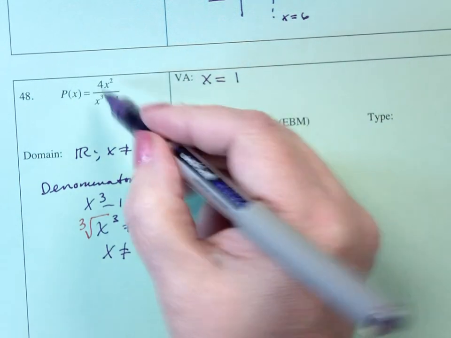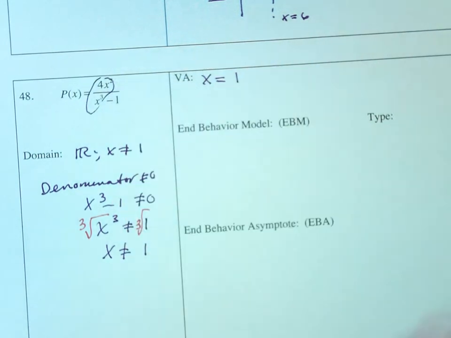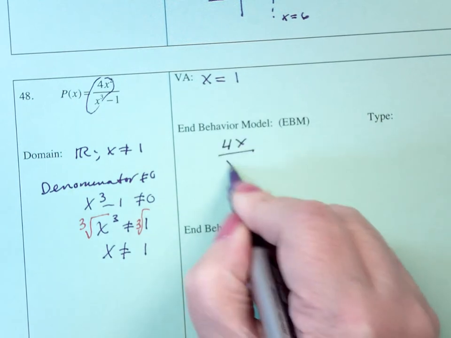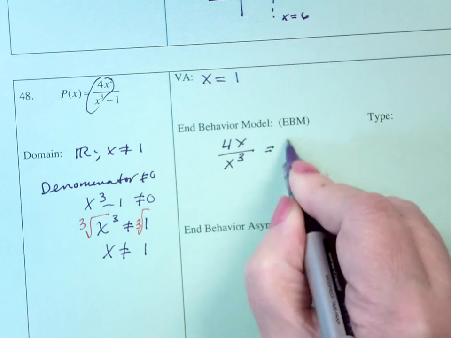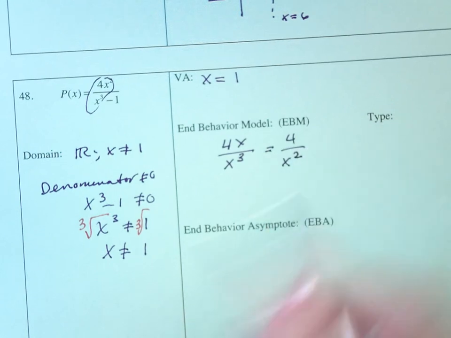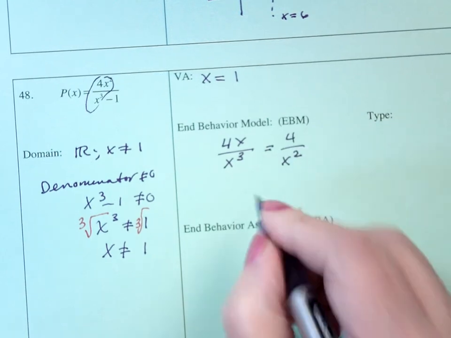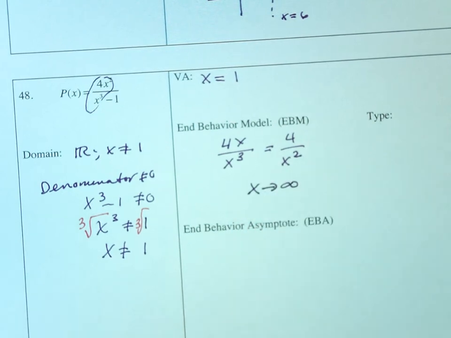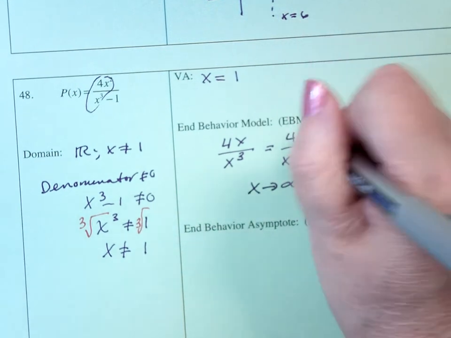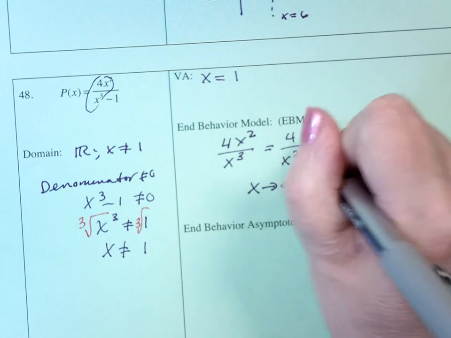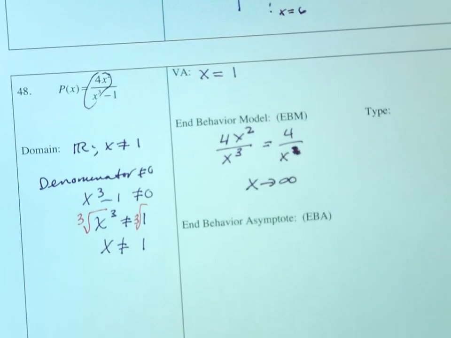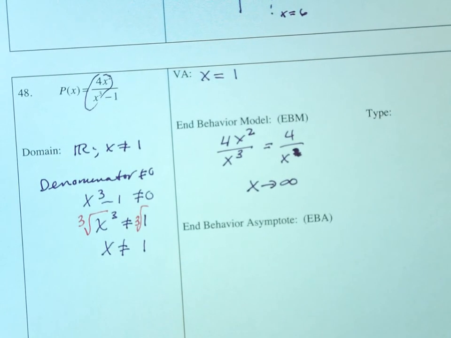End behavior model is the quotient of the two, which is 4x over x cubed, which is 4 over x squared. So that's the model. And now I look at as x goes to infinity. What? 4x squared over x cubed. Okay, which is then going to be, oh, that makes life easier, 4 over x. Good news is the result's the same.